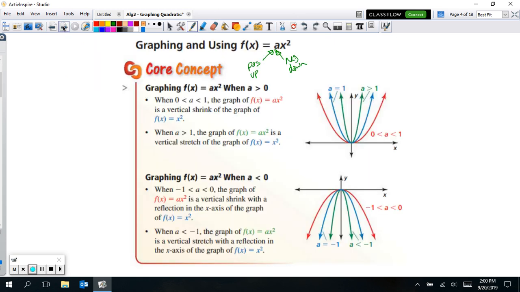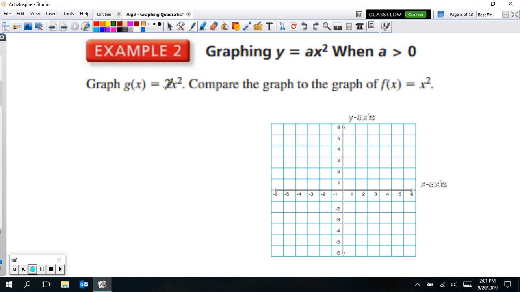So that one is now going to add in a little bit. So now we're going to get off the parent function, but we're always going to compare it back to our original of the parent function. So now what are they doing? They're going to put a number in front of the x squared. And that number could be positive or negative. If it's positive, you know you're still going to open up with your graph. But if it's negative, it's going to open down with the graph. So as we look at this next one here, we have positive 2. So it's going to open up.